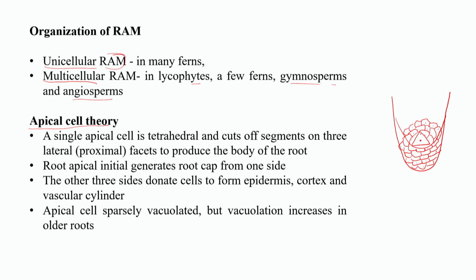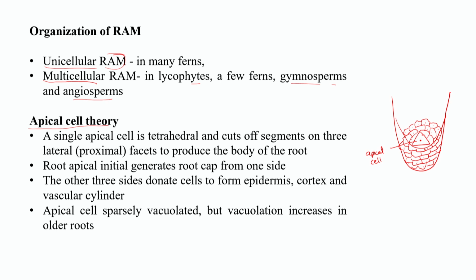Now in this case also we can see a single apical cell, which is tetrahedral. Three sides are on the inner side of the root, whereas one side is found on the outer side of the root. The inner three sides give rise to segments which produce the body of the root, whereas the root apical initial on the other side gives rise to the root cap.